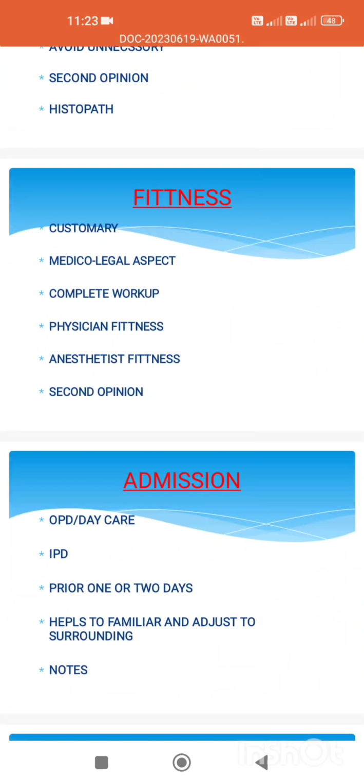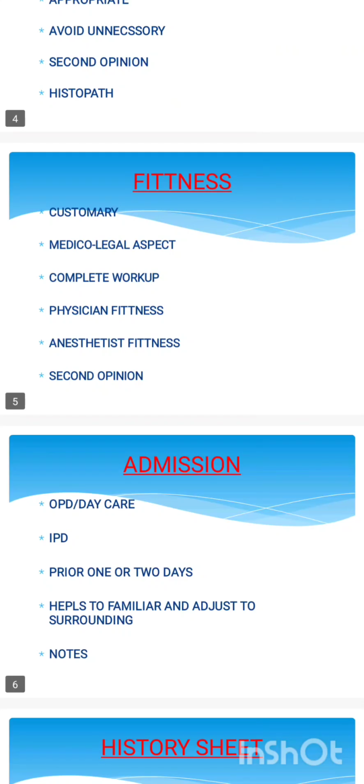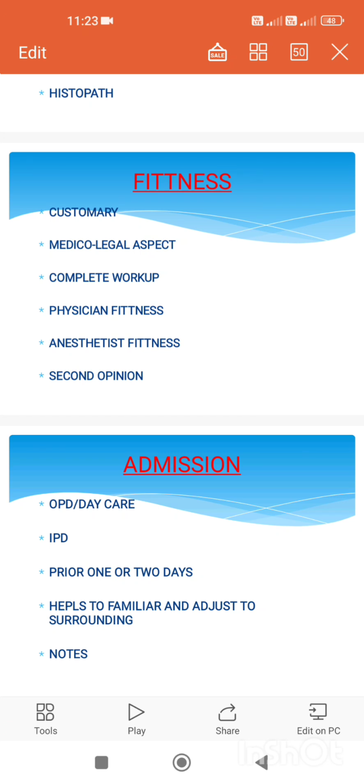After investigations, fitness is compulsory. Fitness is of two types: physician fitness and anesthetic fitness. Both fitness should be taken. It is compulsory and customary to have fitness before any surgical procedure, whether major or minor. For the medico legal aspect, fitness is important. Before fitness, complete workup should be done. Then the patient is referred to the physician from the medical point of view.